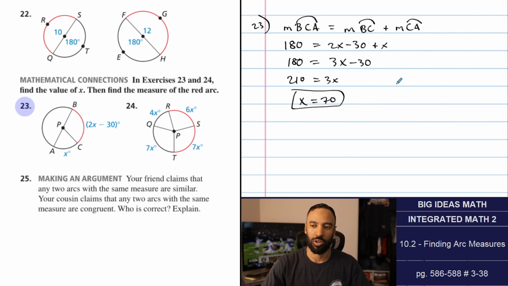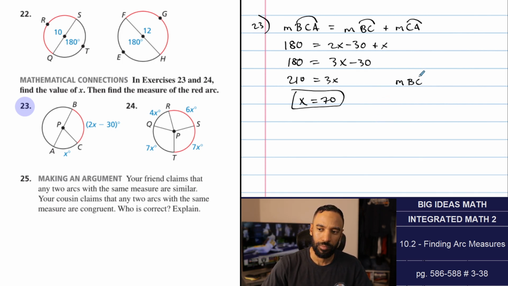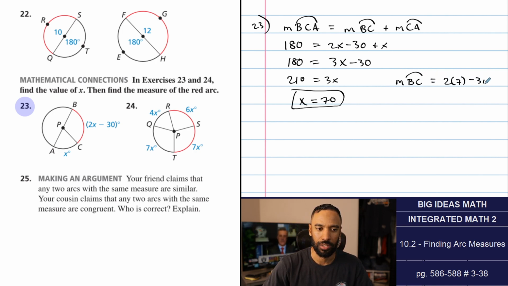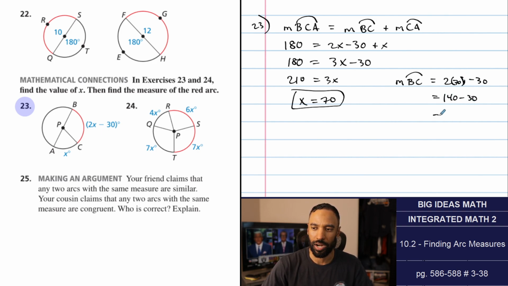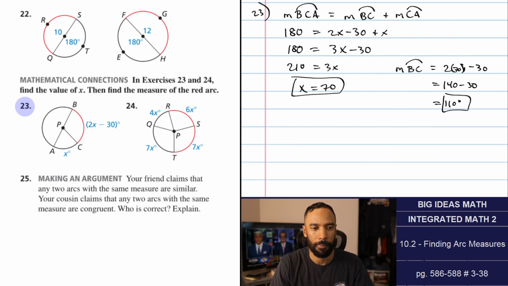Now, we need to find the measure of arc BC. Measure of arc BC is 2 times 70 minus 30. I'm like, that's going to be negative. 2 times 70 minus 30, which is 140 minus 30, which is 110 degrees. That's where we have the measure of something in degrees.